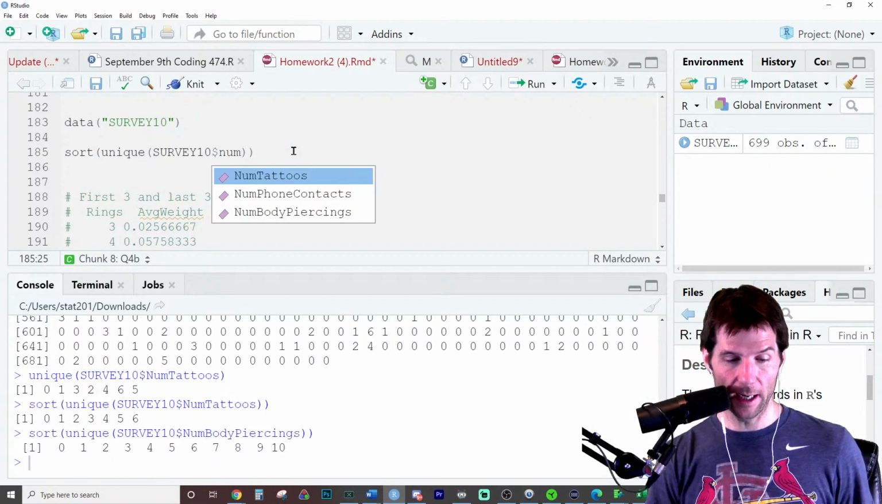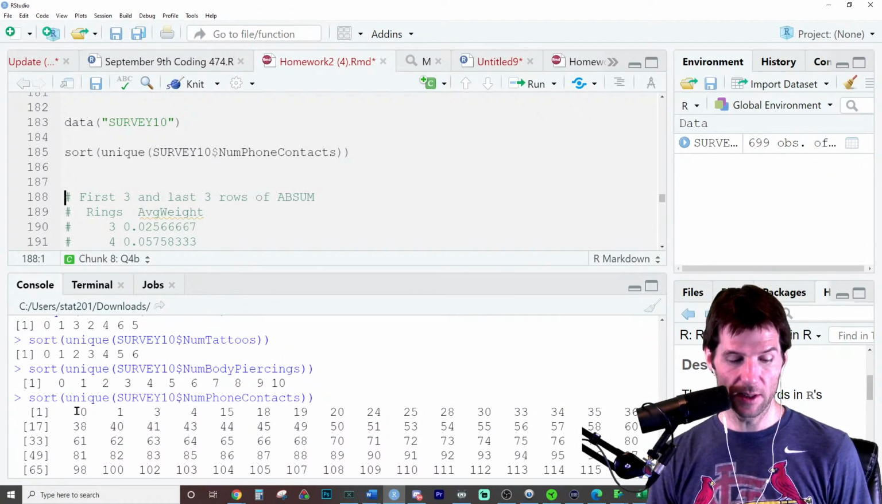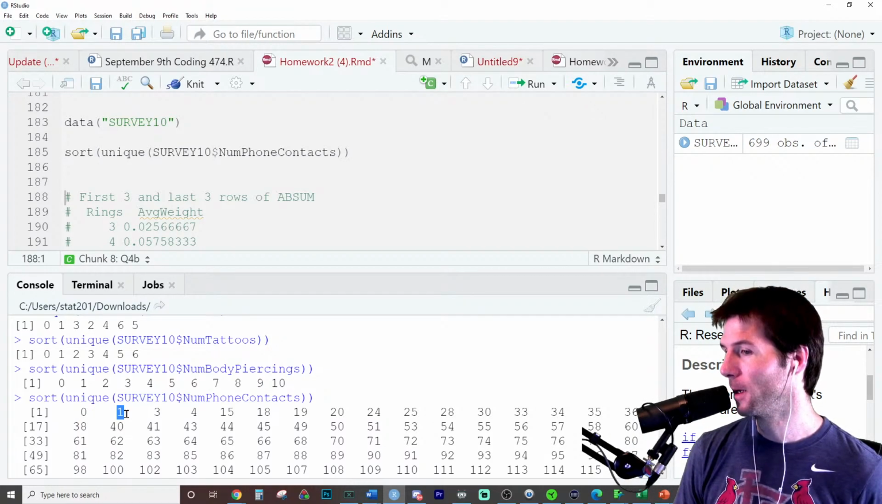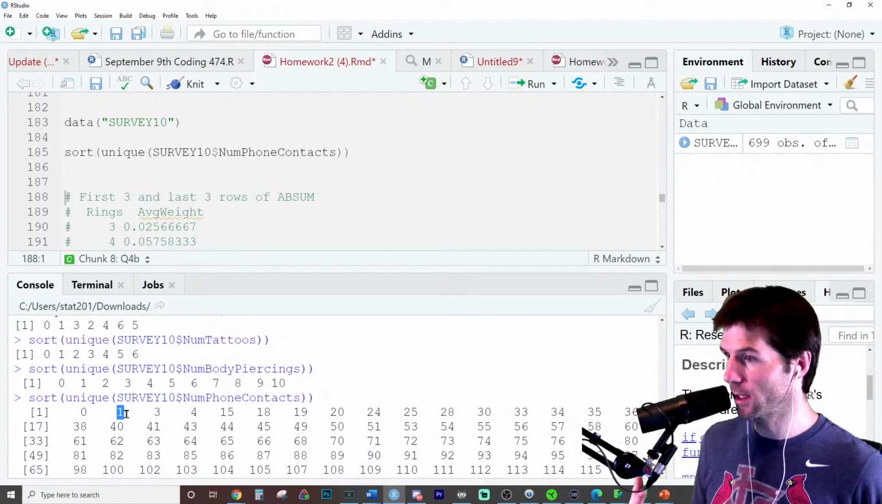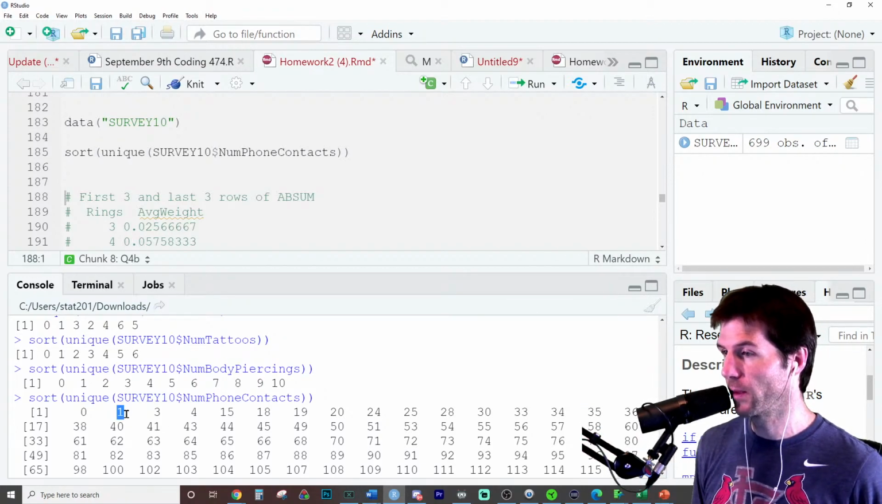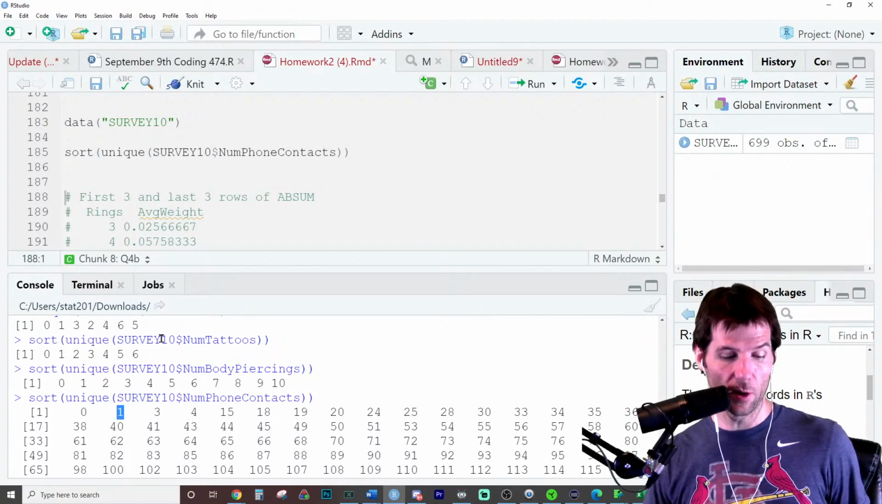You don't always have to have all the numbers. Notice that for number of phone contacts, you've got someone who has 0 phone contacts, someone who has 1 phone contact. It doesn't have to have all the numbers. This is when you talk to people and ask, how many phone contacts do you have? And they say 33, and at least one person said 33. No one said 32.